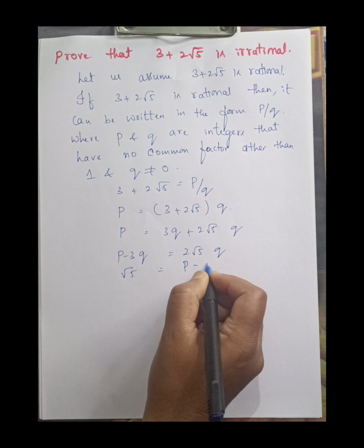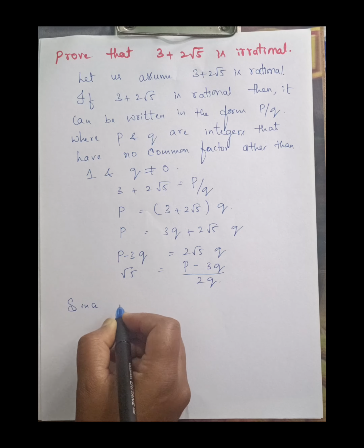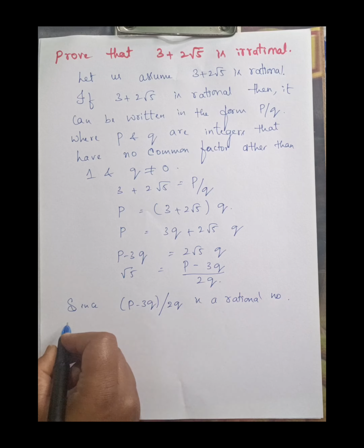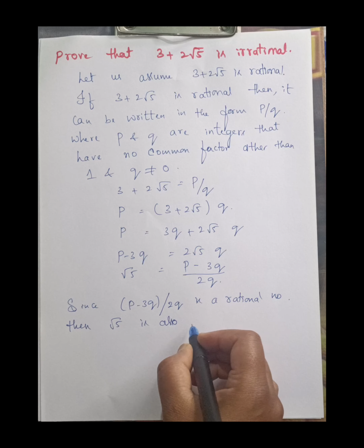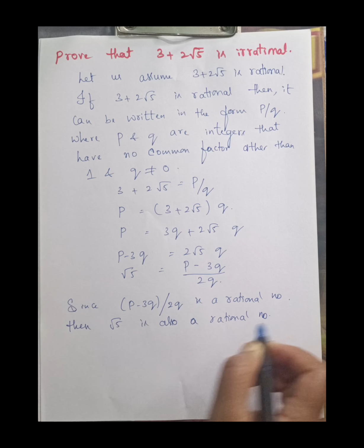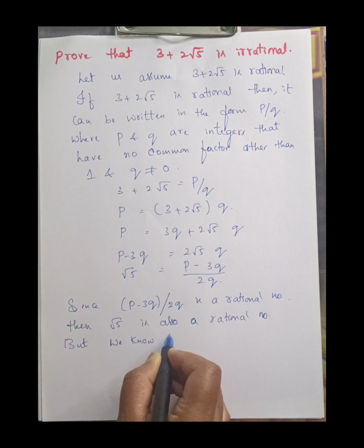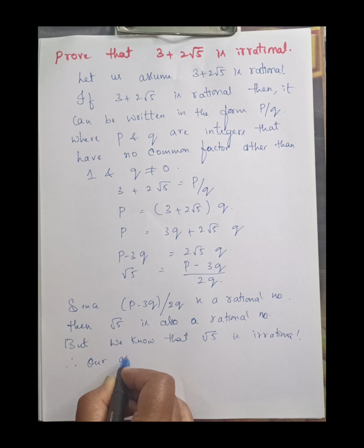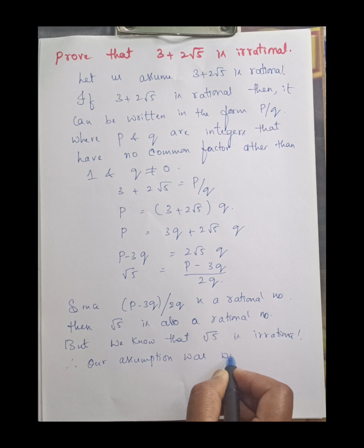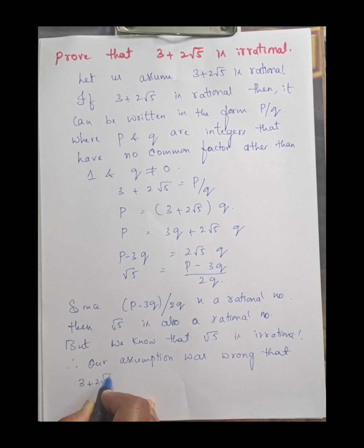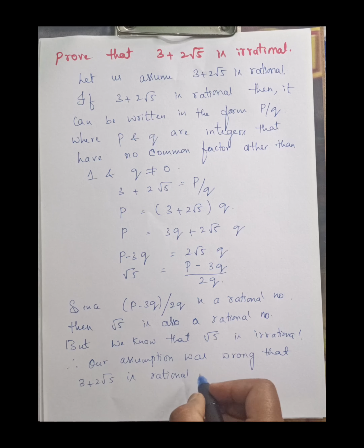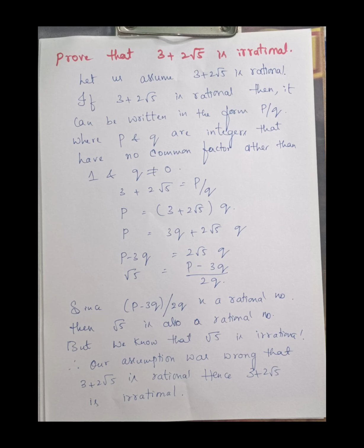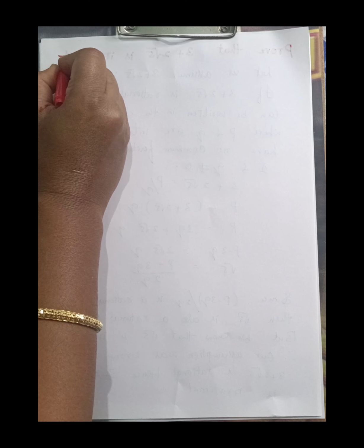p is equal to 3 plus 2 root 5 into q. p is equal to 3q plus 2 root 5 into q. p minus 3q is equal to 2 root 5 q. Root 5 is equal to p minus 3q divided by 2q. Since p minus 3q divided by 2q is a rational number, root 5 is also a rational number. But we know that root 5 is irrational. Therefore, our assumption was wrong that 3 plus 2 root 5 is rational. Hence, it is proved that 3 plus 2 root 5 is irrational.